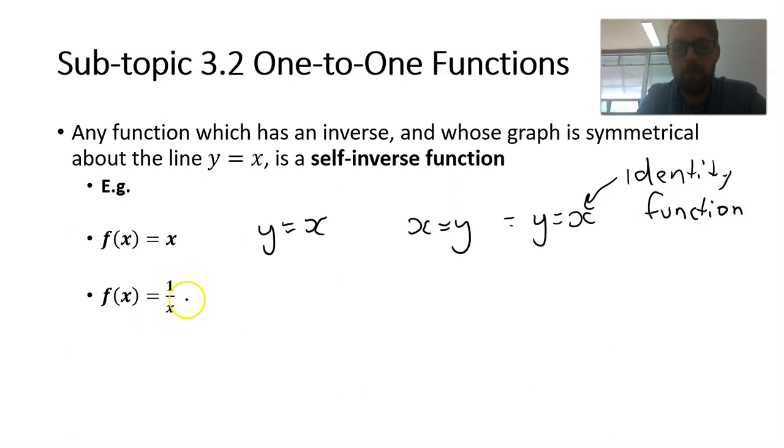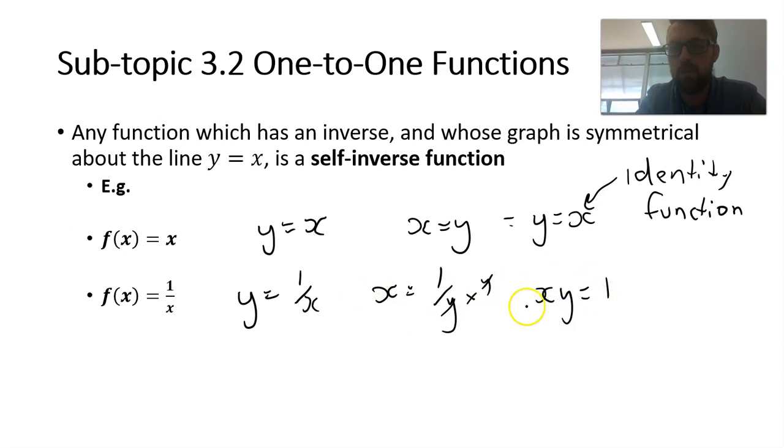That's not super important, but it might be handy to know. Yeah, and the other one is this one. So f of x equals 1 over x. So if I write that as y equals 1 over x, if I switch my x and my y, I get x equals 1 over y. Now if I times both sides by y, I get xy equals 1. Now if I divide both sides by x, these cancel, I get y equals 1 over x, and you can see we have the same as what we started with. Okay, so that's just a couple of examples.